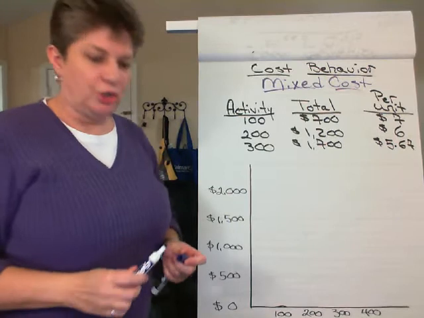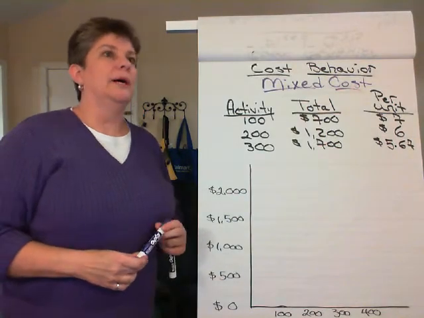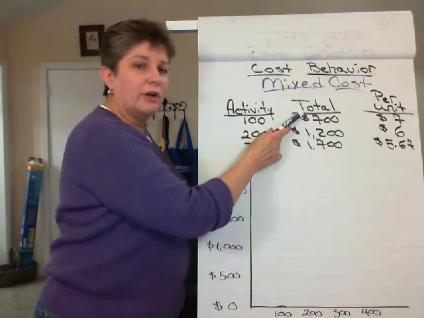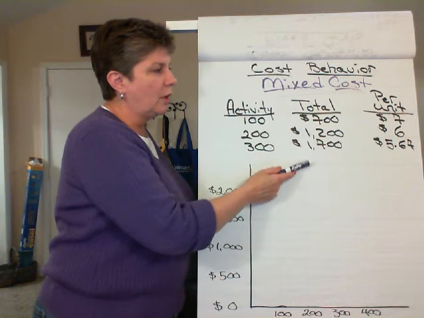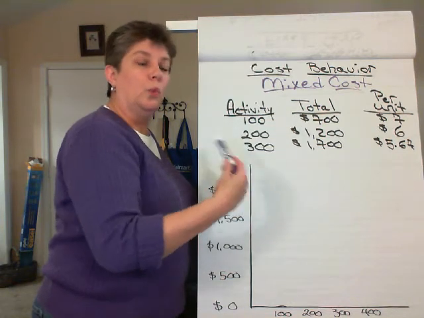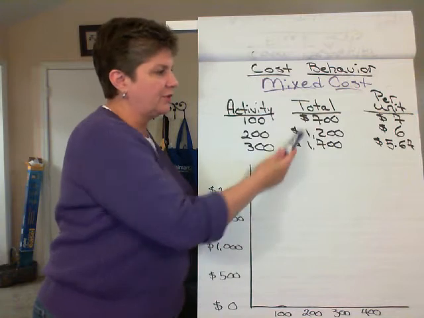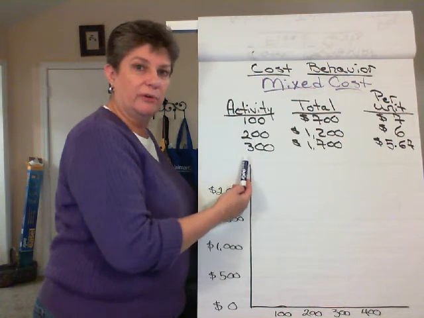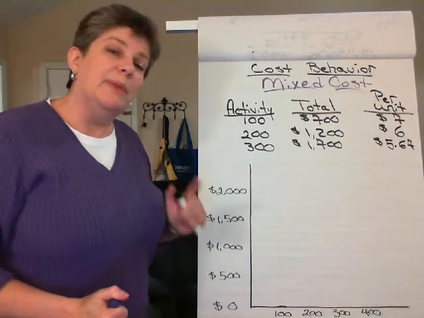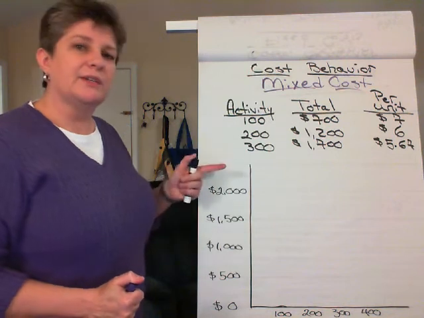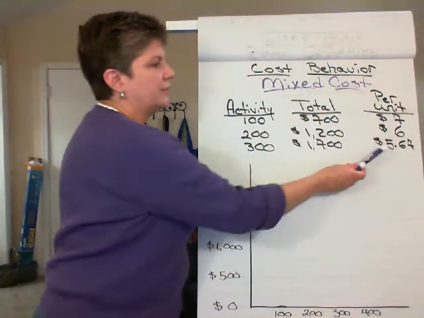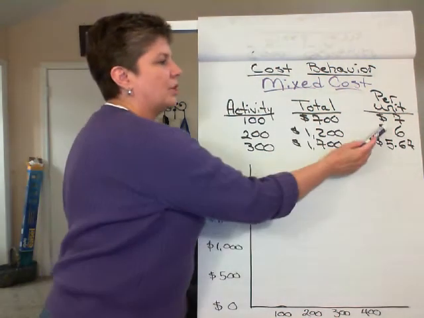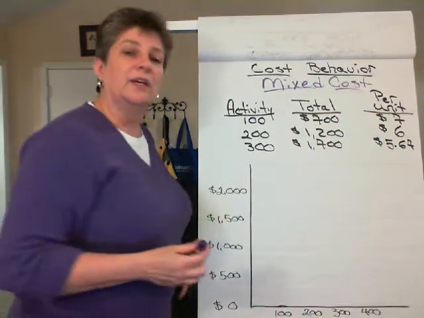Mixed costs such as shipping, our copier lease, utilities, mixed costs have a variable element that causes the total cost to change directly with the change in activity. So the total cost went from $700 to $1,700 as activity went from 100 to 300. But mixed costs also have a fixed cost element, so because it is partly fixed, the per unit cost will decline as activity goes up.